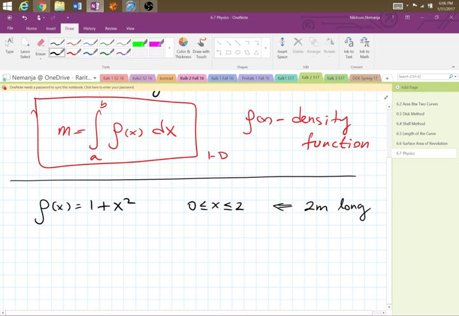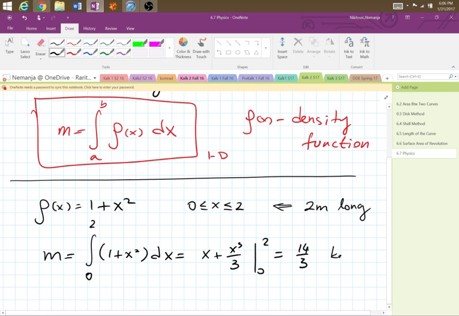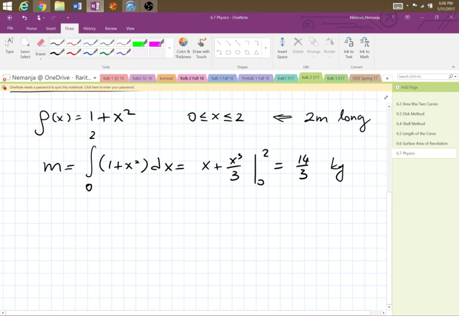And we would like to see what is the mass of it. So the mass is going to be the integral from 0 to 2 of 1 plus x squared dx. You integrate everything, it's x plus x cubed over 3 from 0 to 2, which is clearly 14/3 in kilograms. So 14/3 kilograms is what we have for this particular rod.